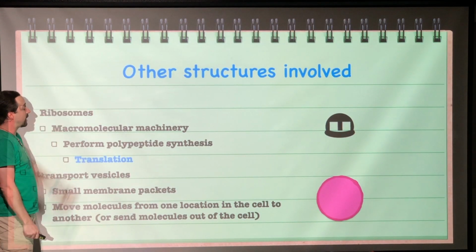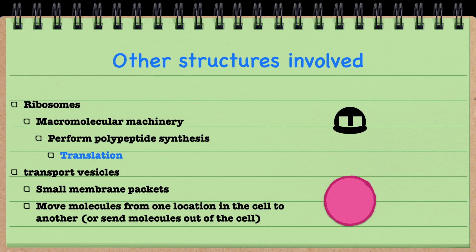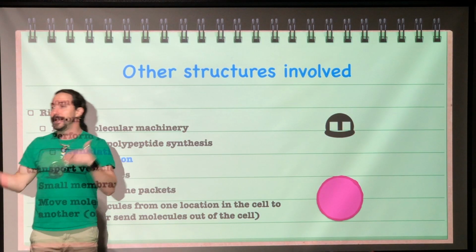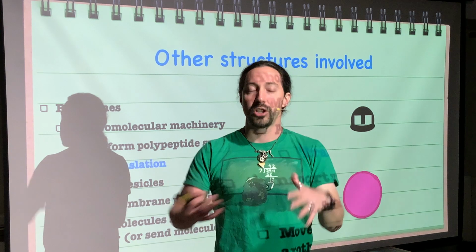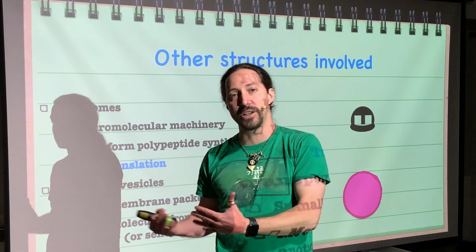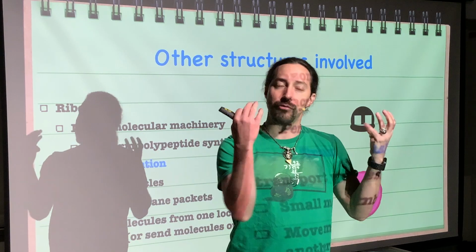Other structures that are actually involved, well, obviously ribosomes found on the rough ER. So we have ribosomes right here. There's actually two parts that make up a ribosome. And ribosomes are involved in polypeptide synthesis, which is actually called translation. So we will look very deeply at what translation is after we look at transcription.